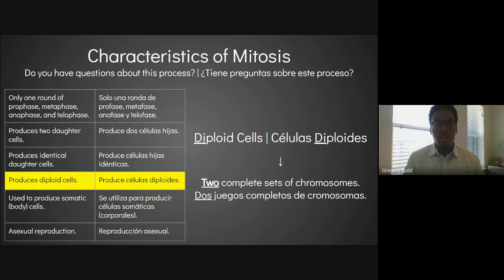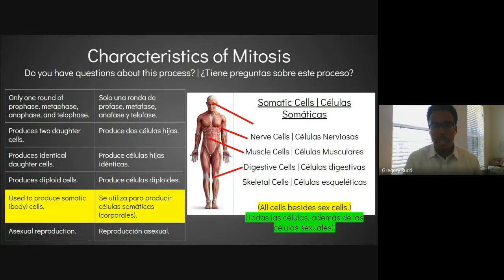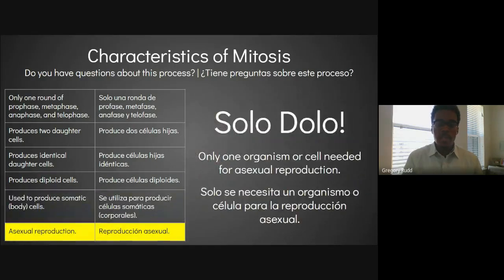Mitosis is used to produce somatic cells, body cells. So those would be your nerve cells, your muscle cells, your digestive cells, or your skeletal cells. Basically all of your cells except for your sex cells. And lastly, mitosis is used for asexual reproduction. Solo dolo. You only need 1 organism or cell for asexual reproduction.